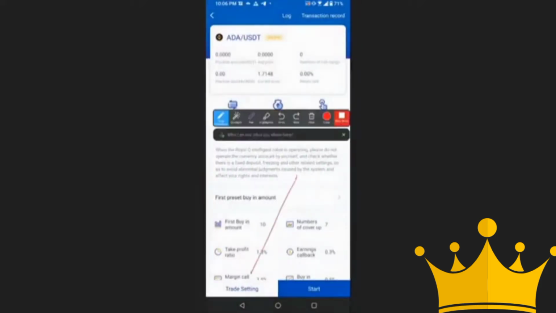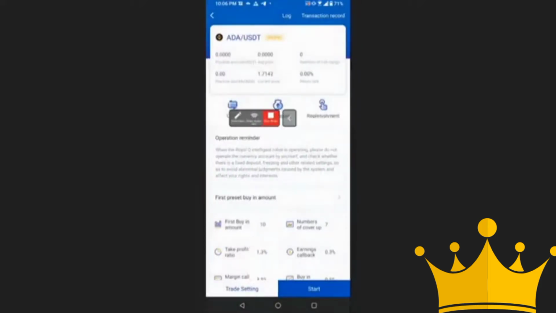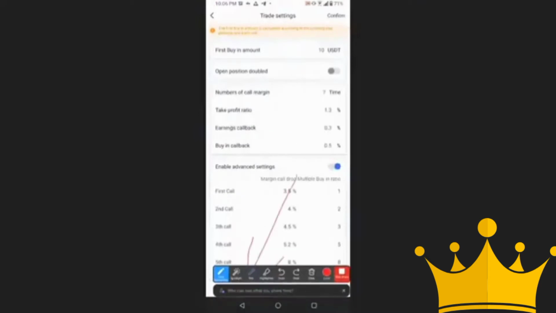So I clicked here on trade settings. Now here I can first select the first buy-in amount. In this example today, I'm going to only use $10, guys. The minimum also is $10, so I'm going to use $10 to buy this coin.